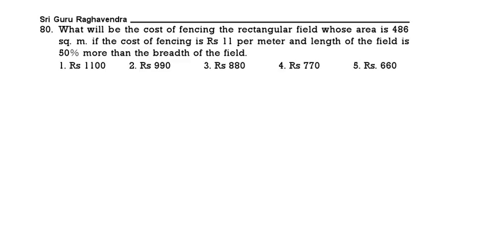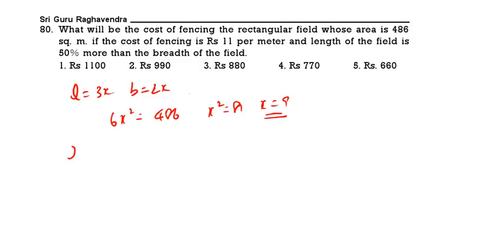What will be the cost of fencing the rectangular field whose area is 486? The cost of fencing is 11 rupees per meter and the length is 50% more than the breadth. So length 3x, breadth 2x. Area 6x square, that is given as 486. Therefore x square is equal to 81, x is equal to 9. Therefore length is equal to 27, breadth is equal to 18.